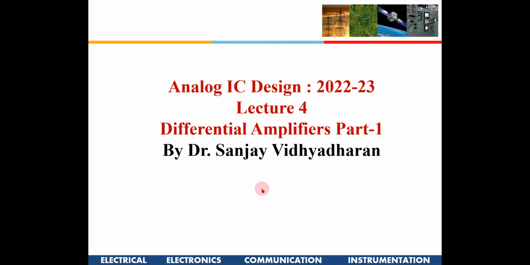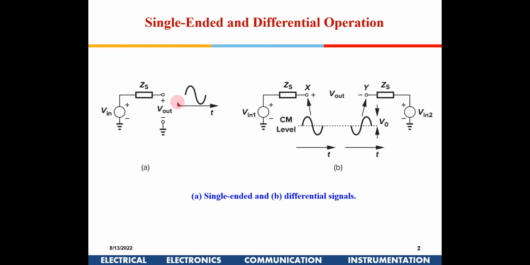Now today we are going to take up something different, which is known as differential amplifiers. If you see here, this is a single-ended output where you have a source, and you could have a source resistance or a source impedance. You have a single output out here.